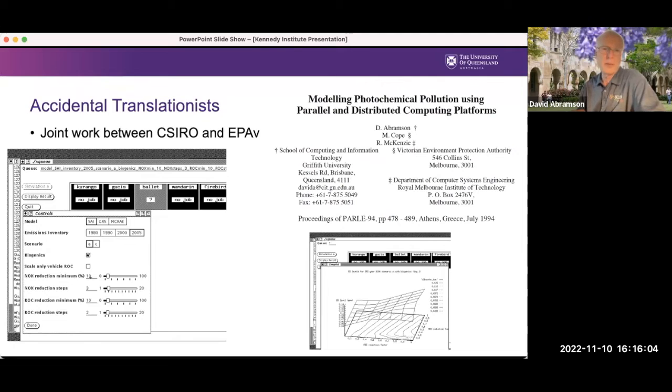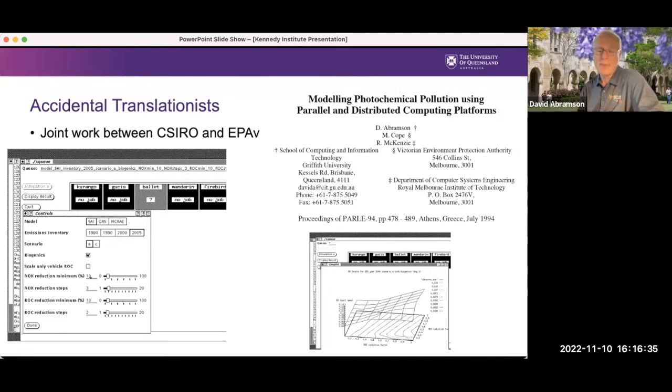So let me just tell you about a project that I did quite a number of years ago. Perhaps embarrassed to tell you, but it's over 30 years ago. This was some work between the group where I was working, the lab I was working, which is the National Science Lab, CSIRO, and the Environment Protection Agency, who were trying to evaluate the effect of pollution controls on smog.